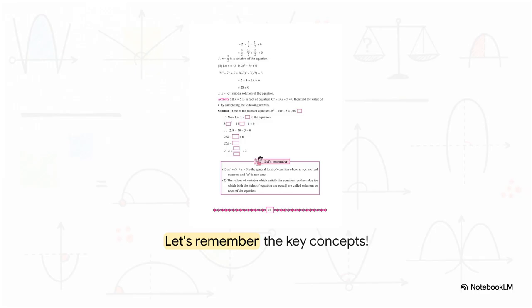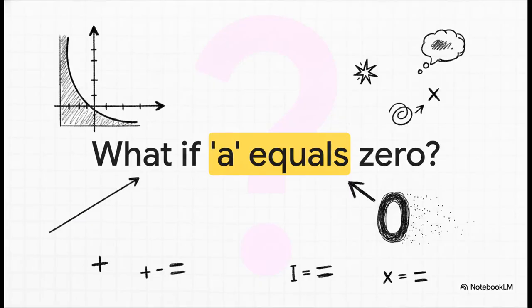Second, always remember that the specific values of the variable which perfectly balance and satisfy the equation are called its solutions or roots. Before we conclude our lesson today, I want to leave you with a bit of a provocative thought just to test your fundamental understanding. Look back at the standard form, ax squared plus bx plus c equals 0. If a accidentally became 0, what type of equation would it instantly transform into and why? Just think about the degree of the polynomial that would be left behind.